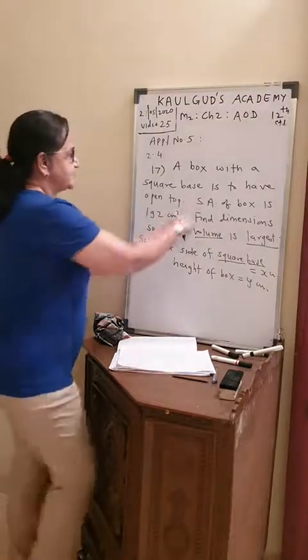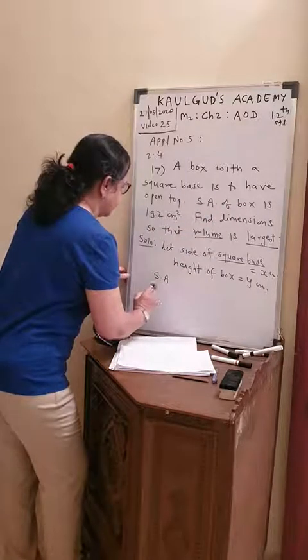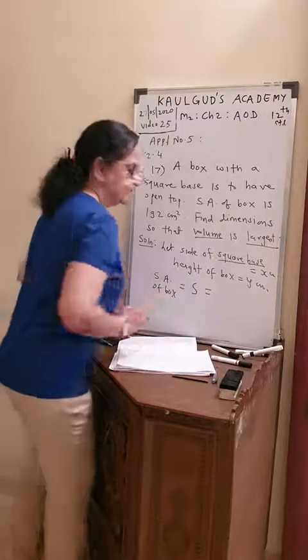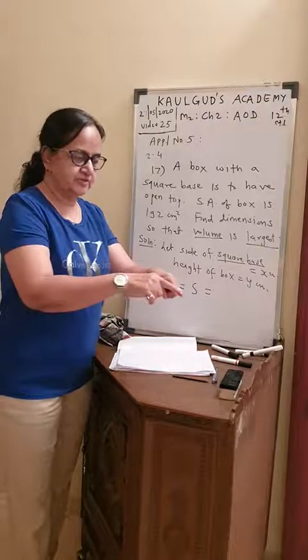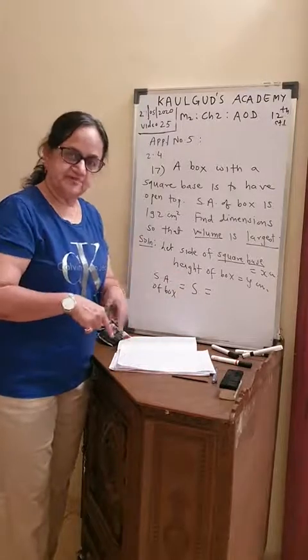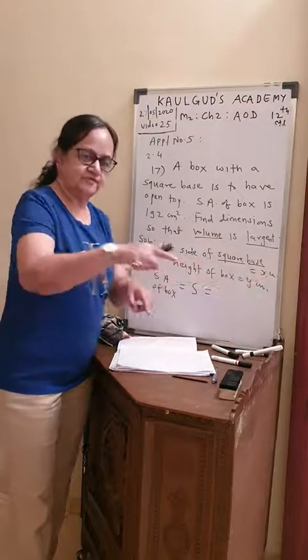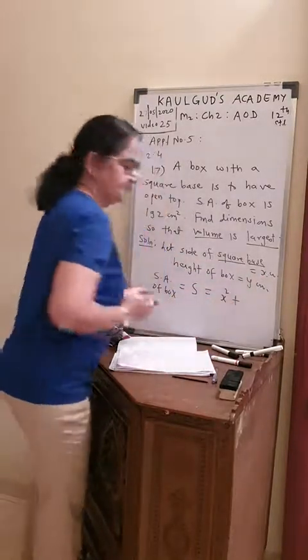Okay. Surface area of that box. So what is the surface area of the box? Let us call it S. So how much material you will need to prepare that box? First we have to prepare the base. Base is a square base. Each side is x. Area of the square, x square. So base area will be x square.